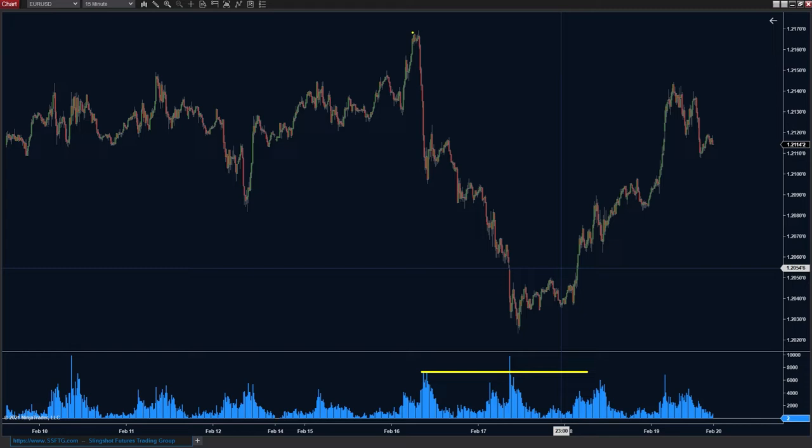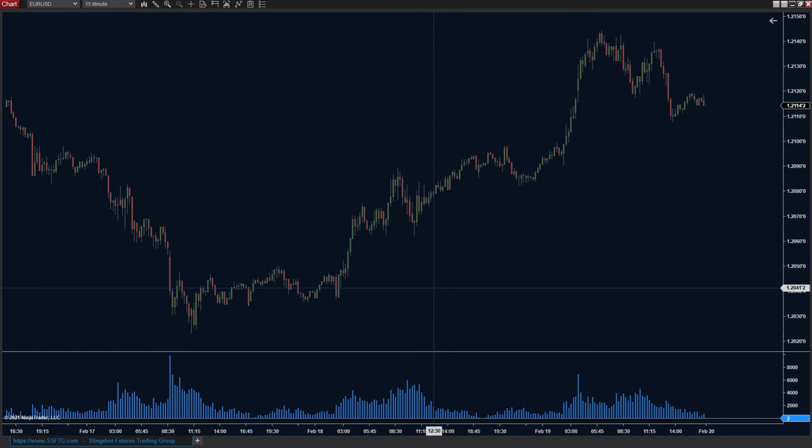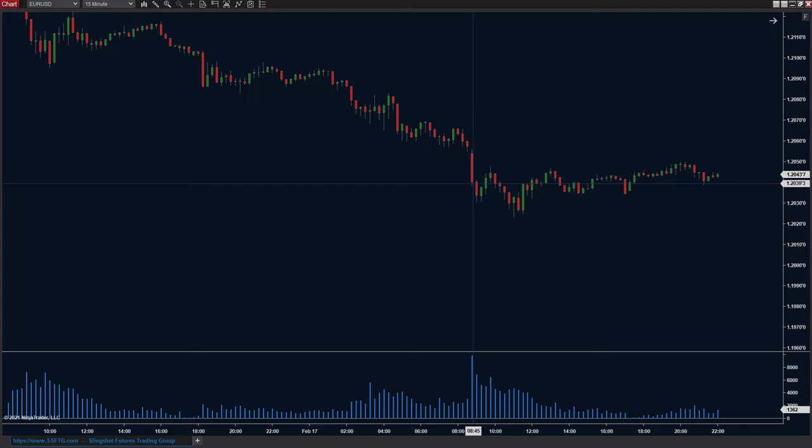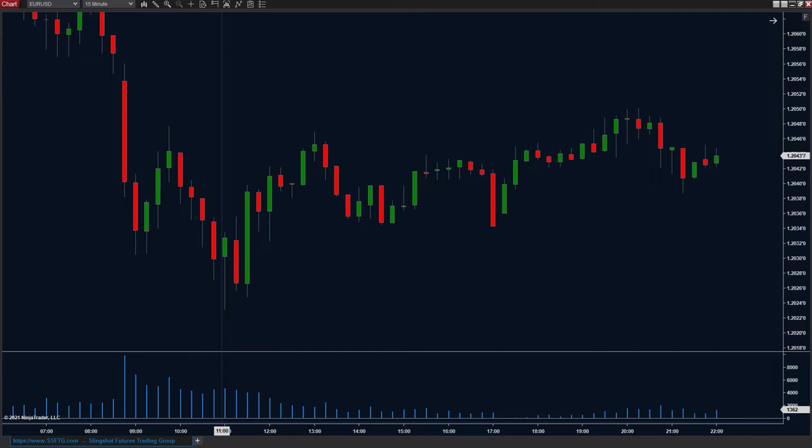Now, at the end of this move, we've got this drive to the downside, and we've got a big, big chunk of volume down here. That's very important, but we need to see where that volume actually came in. We know that the volume came in on this candle right there. But at what price? Yes, that was the biggest chunk of volume, but was there a specific price or was it all over the place? And that's where we can zoom in a little bit closer here.